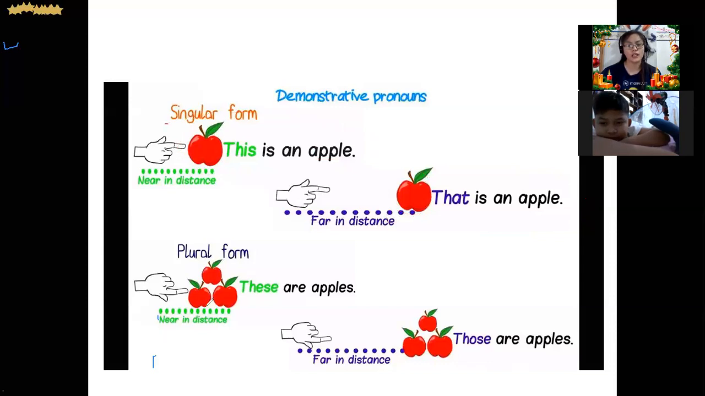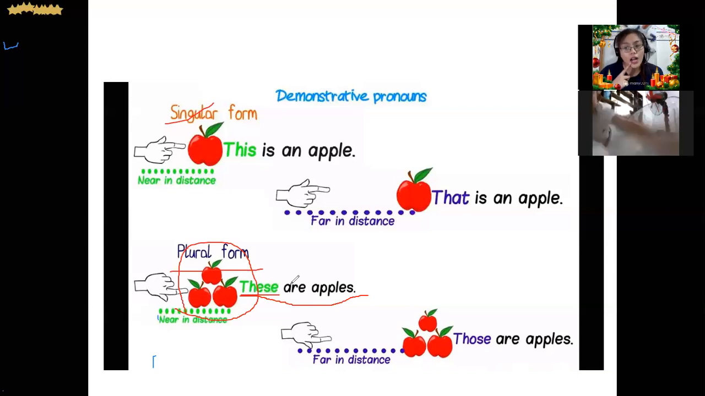What about here, Dong? This is singular and this is plural. How many apples? Three. Very good. Please read this one. These are apples. These are apples. Very good, my dear. Okay, here is your superstar. Very good.